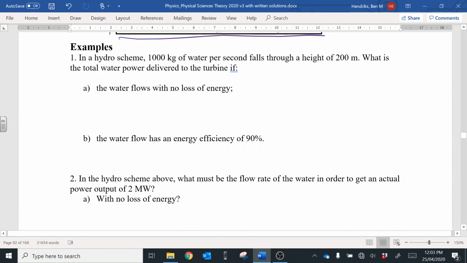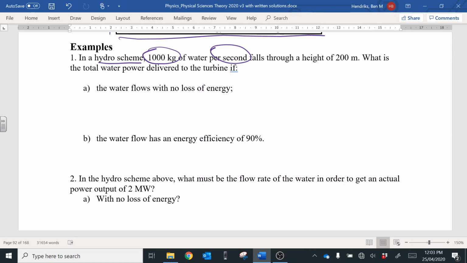Let's just jump into some examples then. In a hydro scheme, 1,000 kilograms of water per second falls through a height of 200 meters. What is the total power delivered to the turbine if the water flows with no loss of energy?